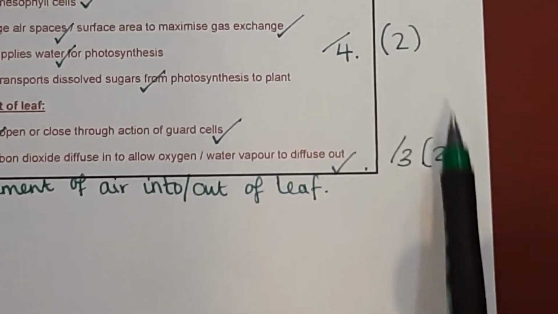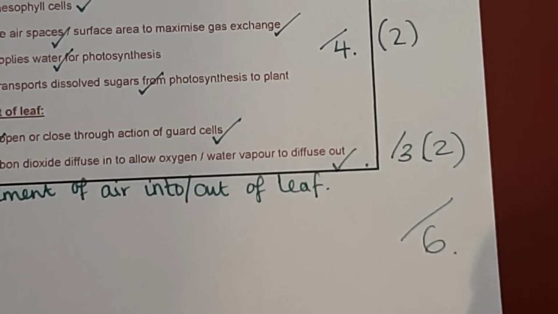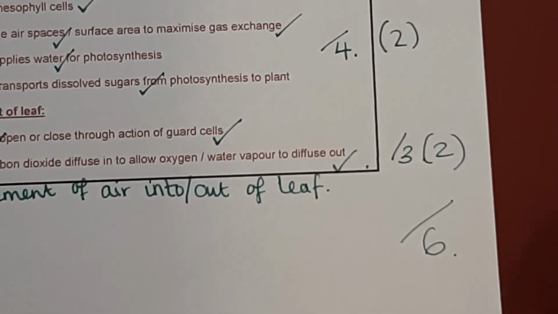So 2, 4, 6, give yourself a mark out of 6. If you're really not sure, that's absolutely fine. Send a copy of your work to your teacher by email and they will happily mark it for you, okay, and let you know what grade you got out of 6. We're very happy to do that.